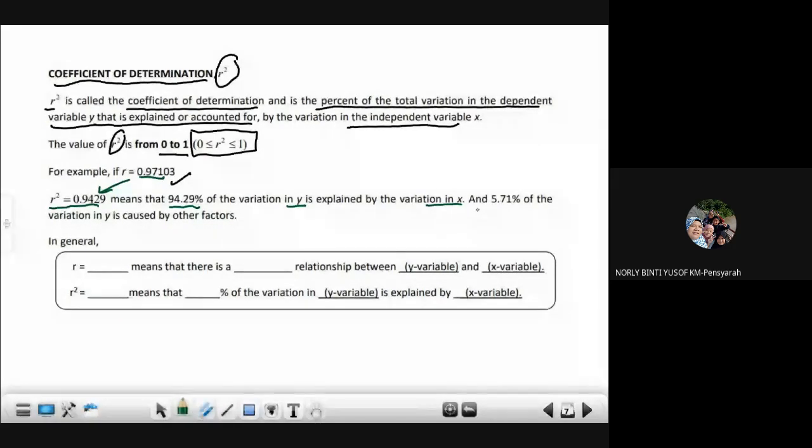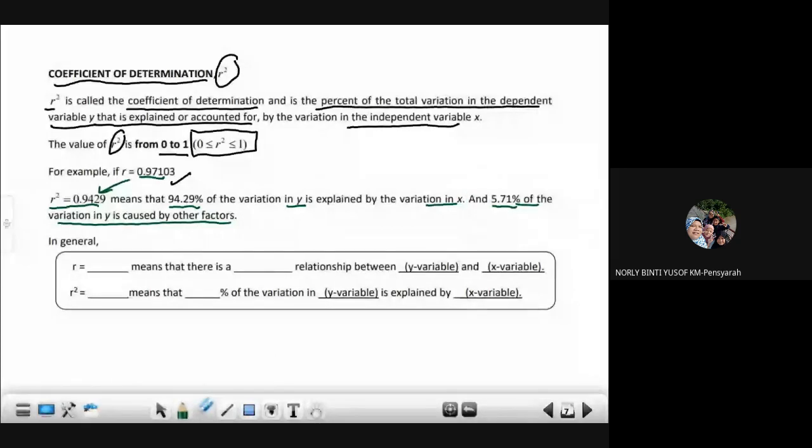Okay, and then baki dia adalah you tolak dengan 100%, 94.29, you akan dapat 5.71% of the variation is caused by the other factors. Tapi selalunya kalau kita tengok generally, kita akan sampai sini sajalah. Tapi kalau soalan tanya berapa persen variable Y tu yang caused by other factors, then you tahulah. You akan tolak dengan 100% dan you akan tulis dia sebagai conclusion when you interpret the coefficient of determination.